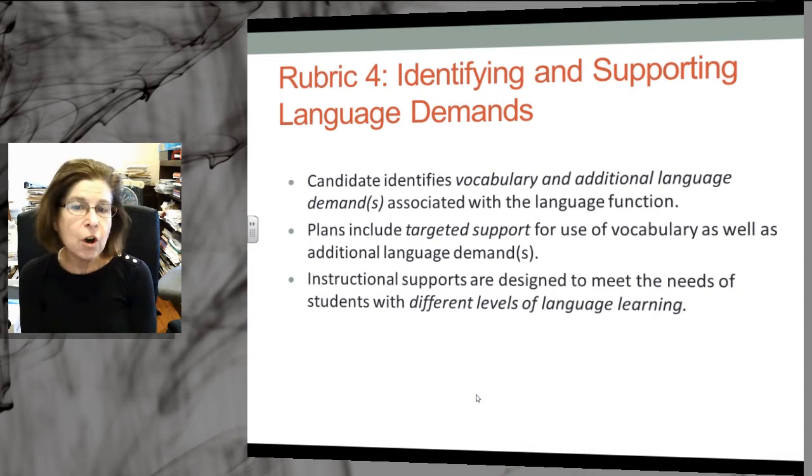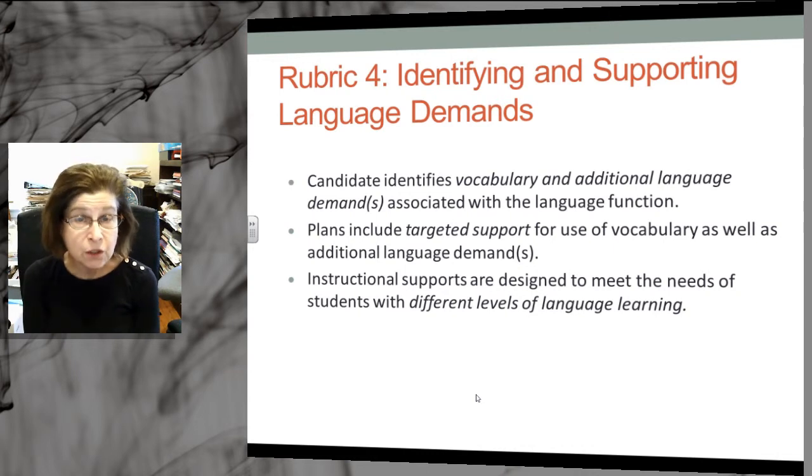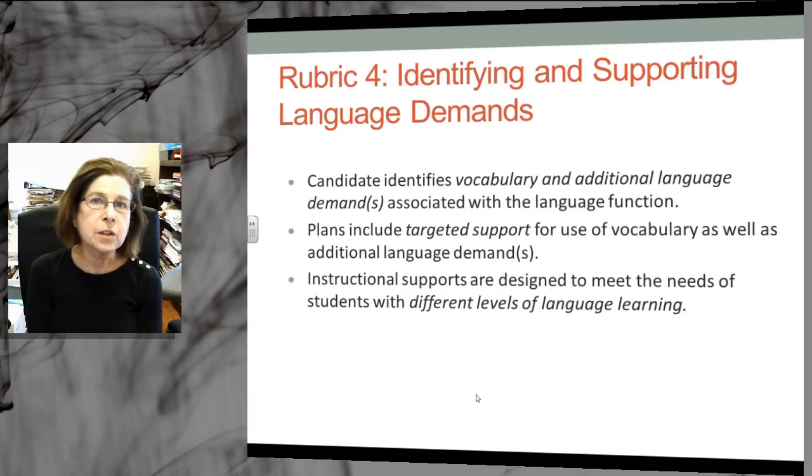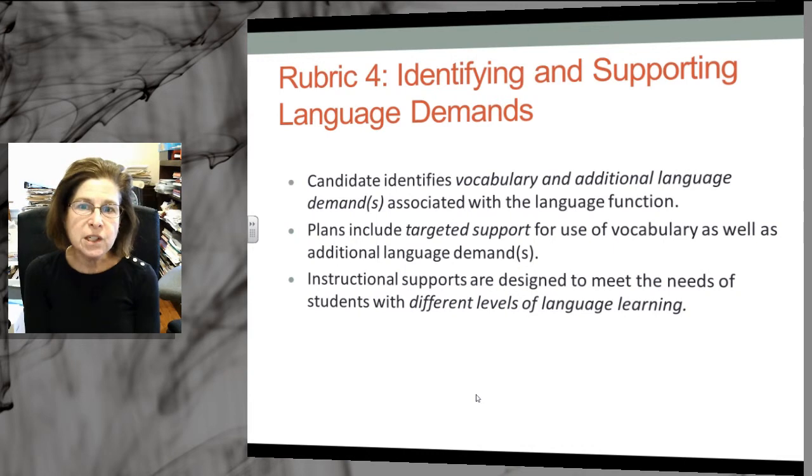In addition, the targeted support for the vocabulary and language demands has to be evident. So if you're using sentence frames, or if you're using a particular web link that provides additional information for them, you need to say what the supports are and how they're targeted, and that will make your plan stand out as strong on the support for language demands rubric.